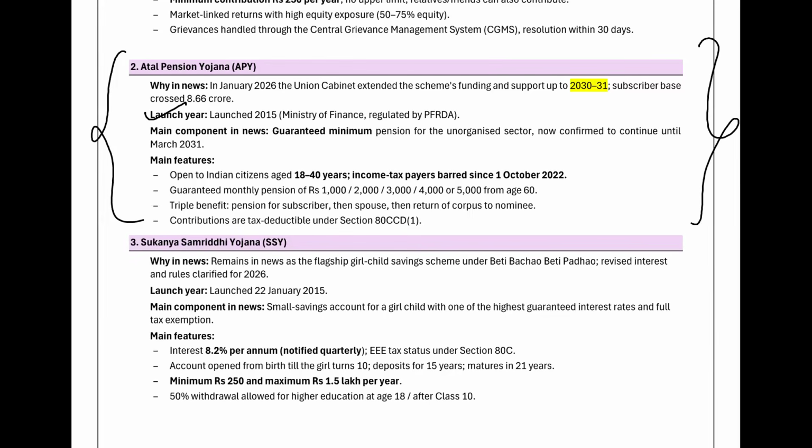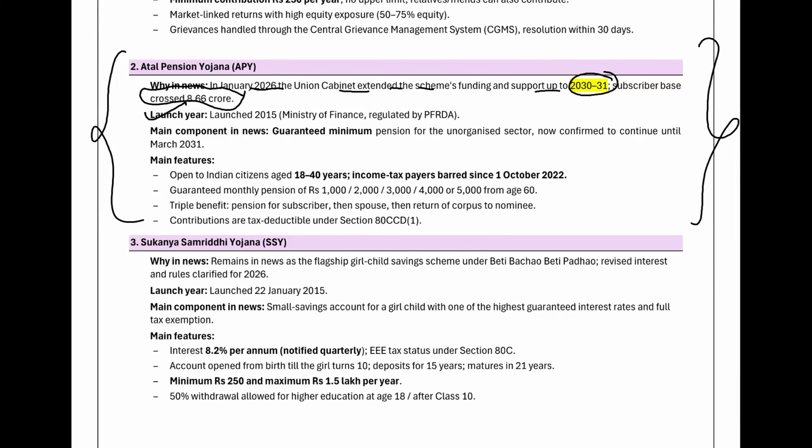एक important चीज़ समझ लेना, why it was in the news, why Atal Pension Yojana is coming up. Because in January the Union Cabinet extended the scheme funding to support it till 2030-31. Subscriber base कितना cross कर गया है? 8.66 करोड़. Please note it down. Subscriber base 8.66 करोड़ cross कर गया है. That's why Atal Pension Yojana was in the news. ठीक है? Launch year 2015 है. Ministry of Finance के under, regulated by PFRDA.